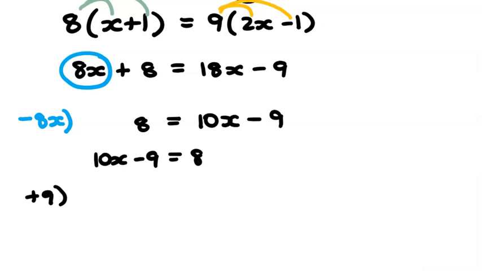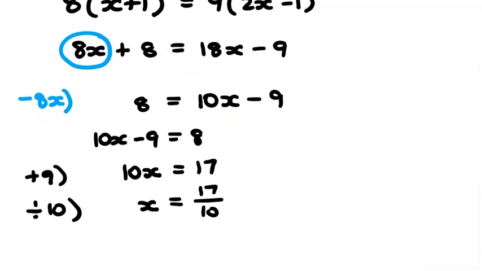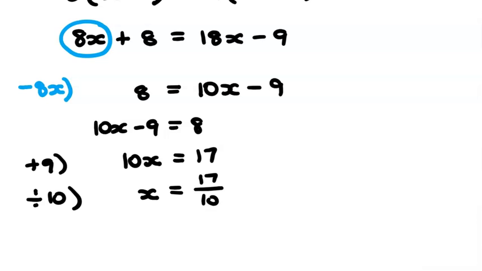Add 9 to both sides. 10x is going to be 8 plus 9, which is 17. Then divide by 10. x is going to be 17 over 10. Do 17 and 10 have a common factor? No, they don't. And remember, I really like improper fractions, so you can leave that. You could write it as a mixed number or a decimal, but I don't really need that.